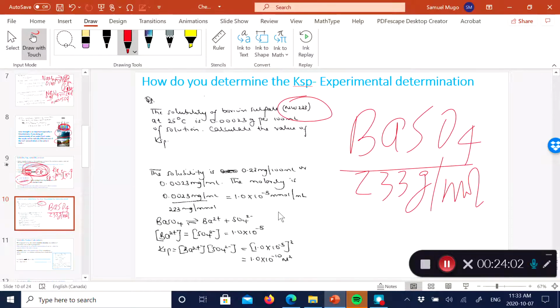You can do the calculations that way. From the salt, you can measure the constituent barium ions, maybe using ICP. You can measure the concentration of sulfate, possibly using ion chromatography, and then you plug it into the equilibrium expression, and that way you can calculate the KSP. So the point is, KSPs are experimentally determined. Dissolve the salt and then determine the respective concentrations of the ions.